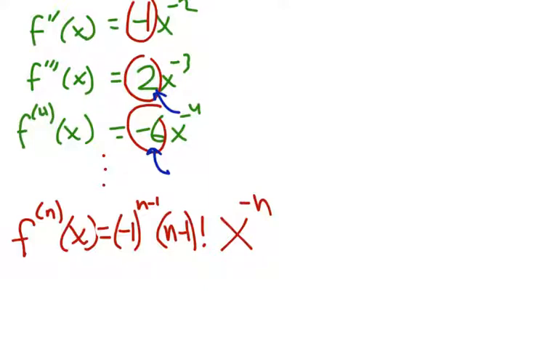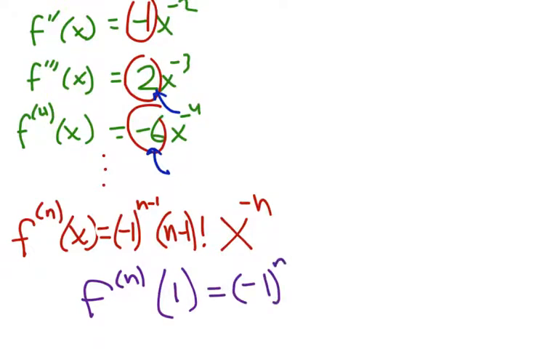And we need to evaluate all of these at 1. So instead of doing each one individually, I'm just going to look at the nth derivative of 1. And the nth derivative of 1 is going to be -1 to the n minus 1 times n minus 1 factorial times 1 to the negative n. But 1 to the negative n is just 1 over 1 to the n, which is just 1 over 1, which is just 1. So this is what the nth derivative looks like at 1.